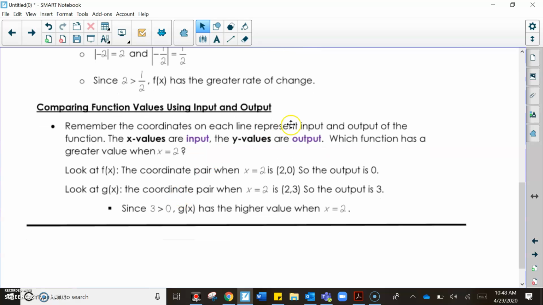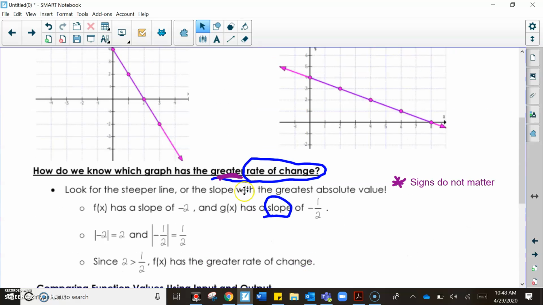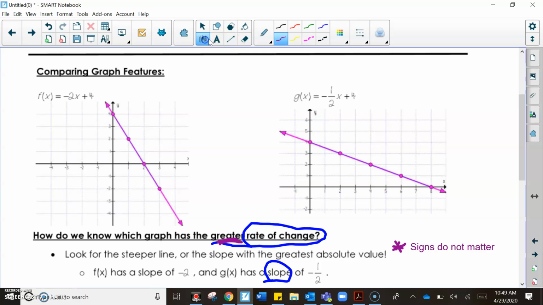We can compare input and output values. Remember, the coordinates on each line represent input and output. X values are inputs, Y values are outputs, and we can look at which function has a greater value when X is equal to 2. So let's do that. So when X equals 2, remember that this is your X-axis. So here's where X is equal to 2. I'm looking for the Y value of that point. So this point is 2, 0.